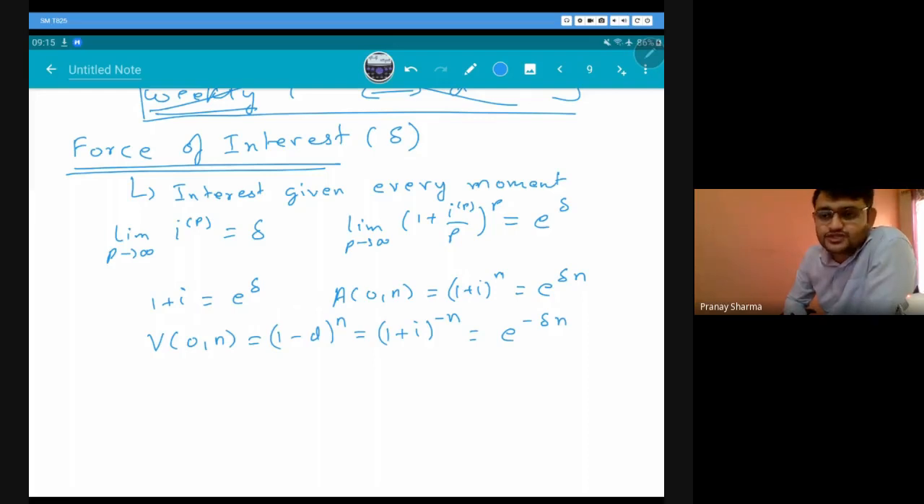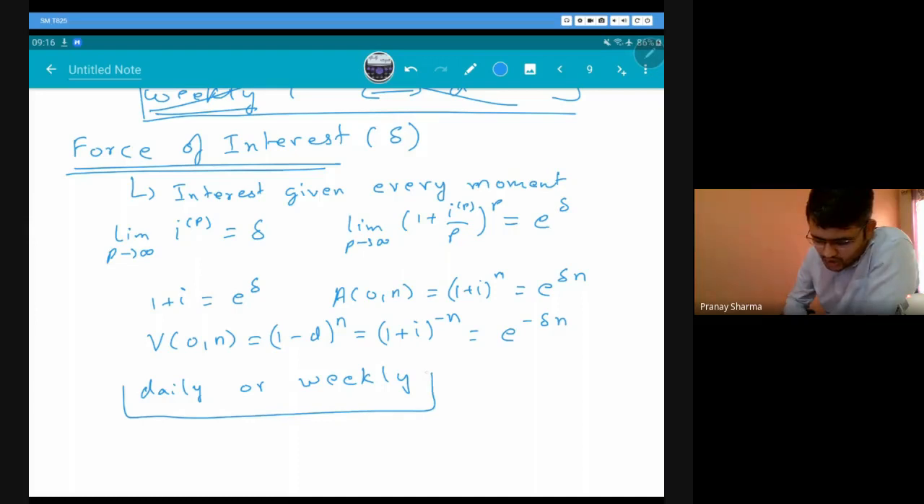So force of interest was introduced because we wanted a term for a very frequent rate of interest. Very frequent rate of interest, that was daily or weekly. That was the practical one. We usually do not go less than daily. I would not say I am giving you interest every single second or every single hour or every single half day. No. So daily and weekly is the smallest that we go. But because there were a lot of calculations, we converted into every single moment, because the calculation became a little bit easier.